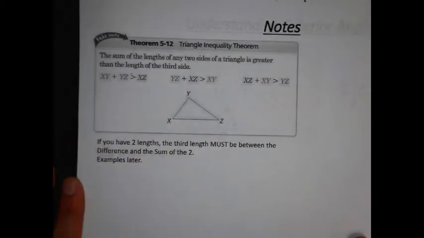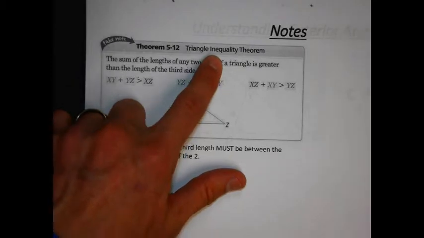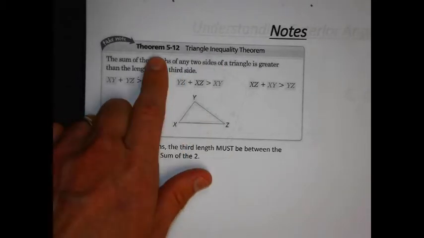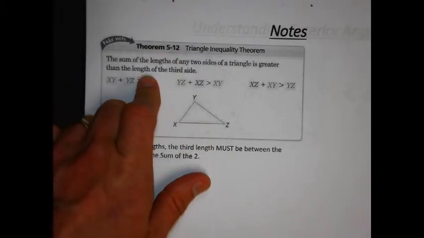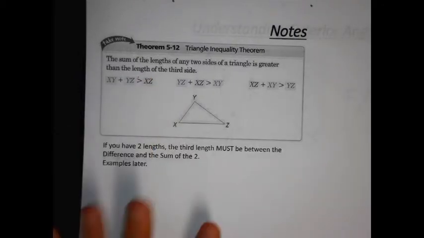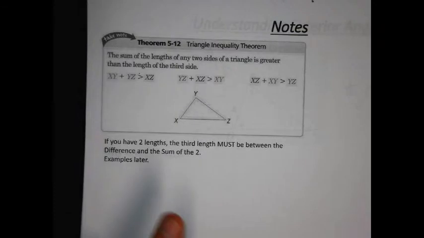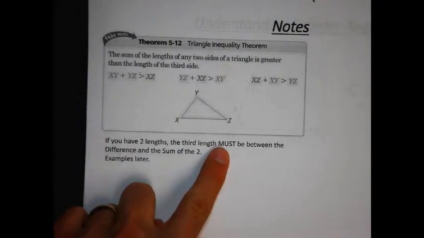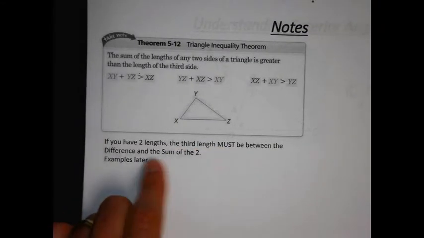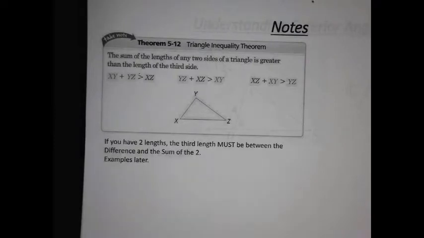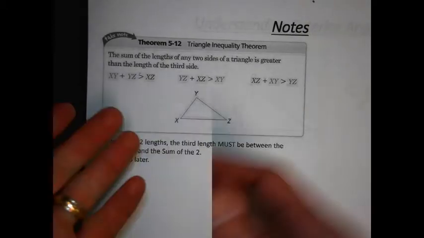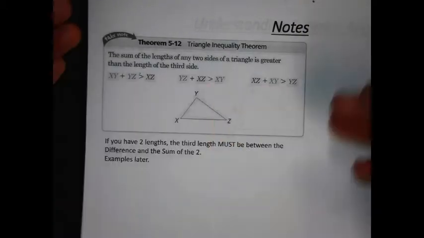This is the note now, right? So the triangle inequality theorem is what we just talked about. The sum of the lengths of any 2 sides is greater than the length of the 3rd side. Okay, deal. But let's talk about this. If you have 2 lengths of a triangle, that 3rd length must be between the difference and the sum of the 2. Because if it's between the difference and the sum of the 2, then we're going to have a triangle. If it's less than the difference, well, we can't make it. And if it's greater than the sum, it's now too big.